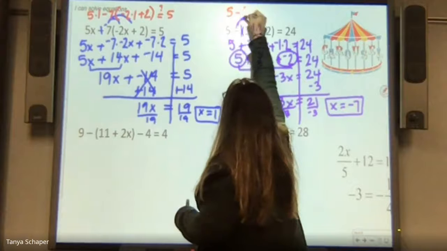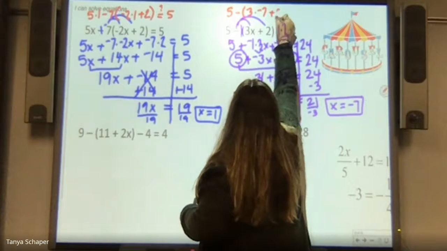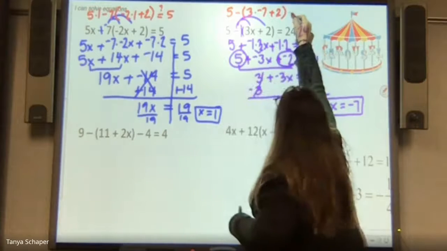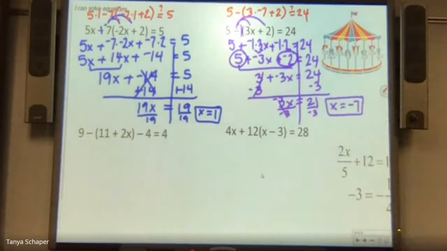5 minus parentheses 3 times -7 plus 2. Does that equal 24? And if it does, then we're good to go. And it does, by the way.